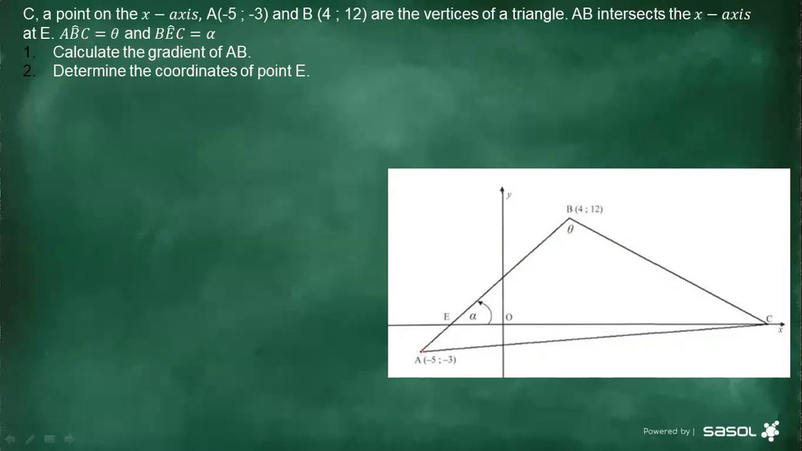For us to be able to calculate the gradient, we need two points. Yes, we have A and B. Let's just calculate the gradient. You write the correct formula, and you substitute correctly.